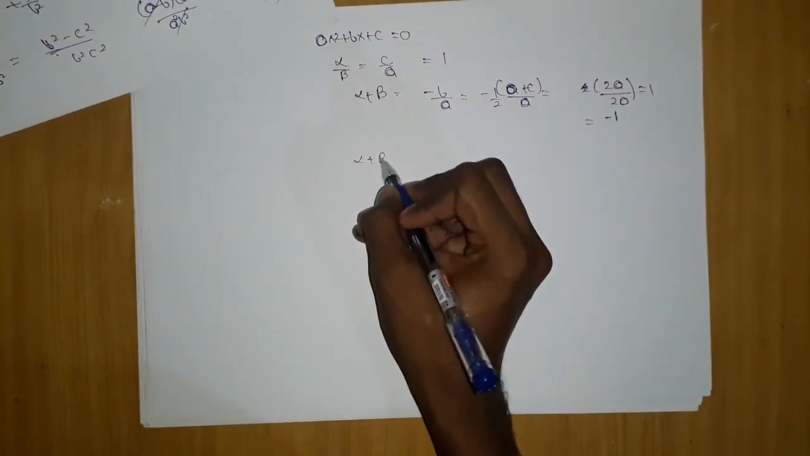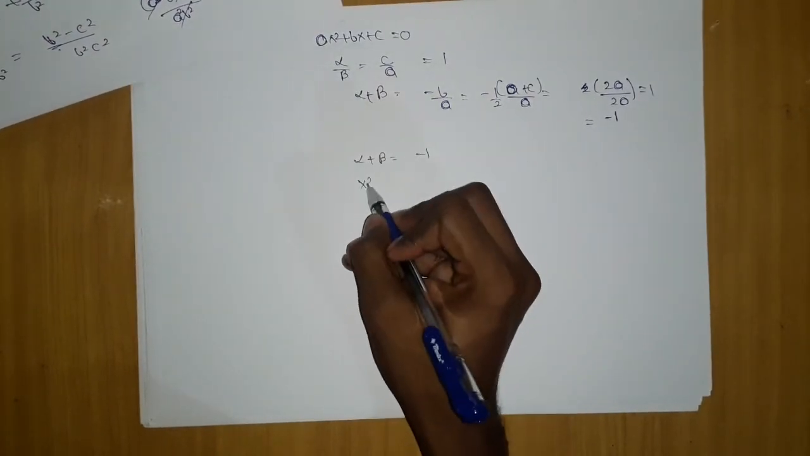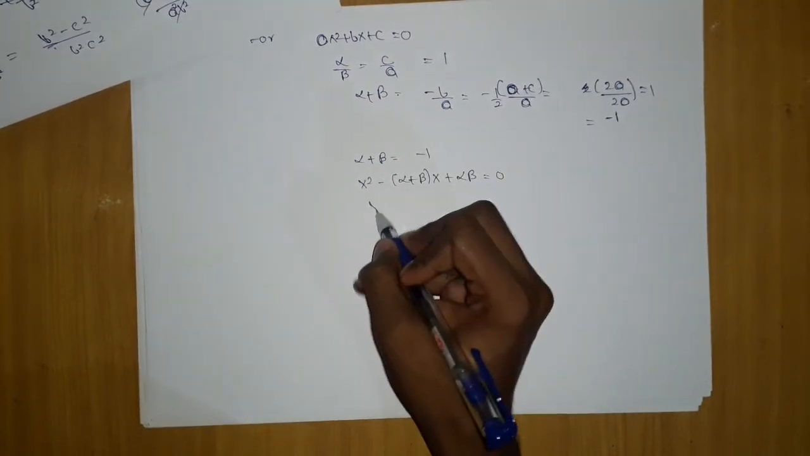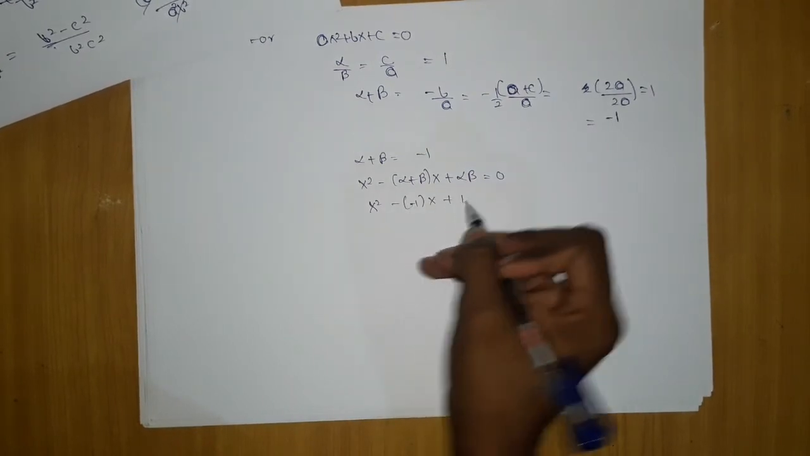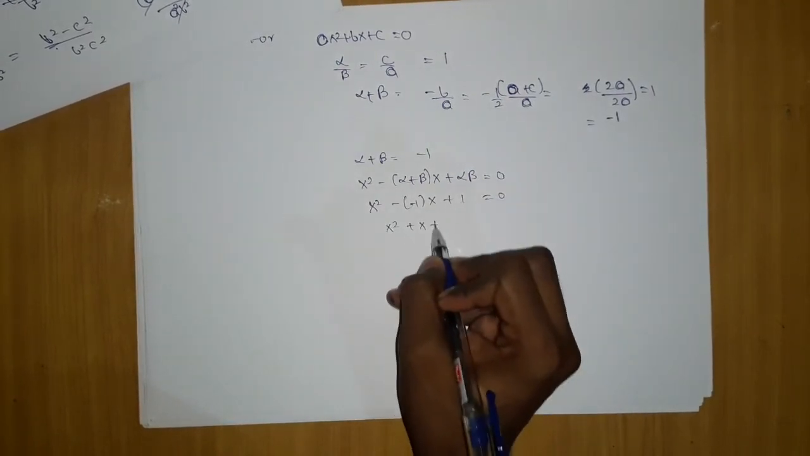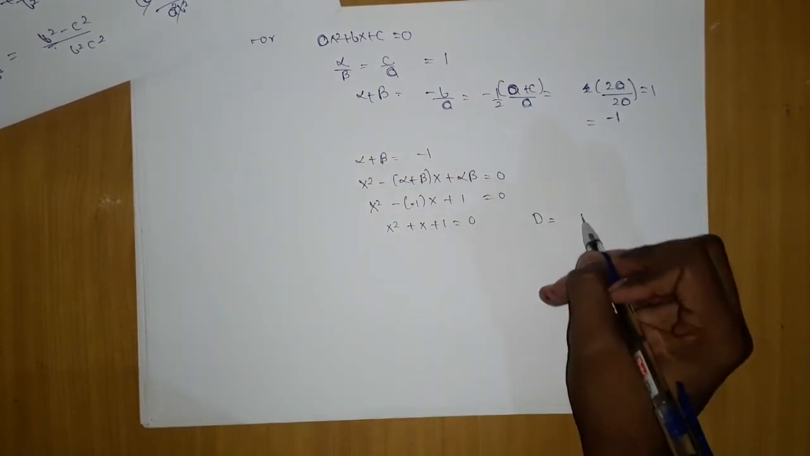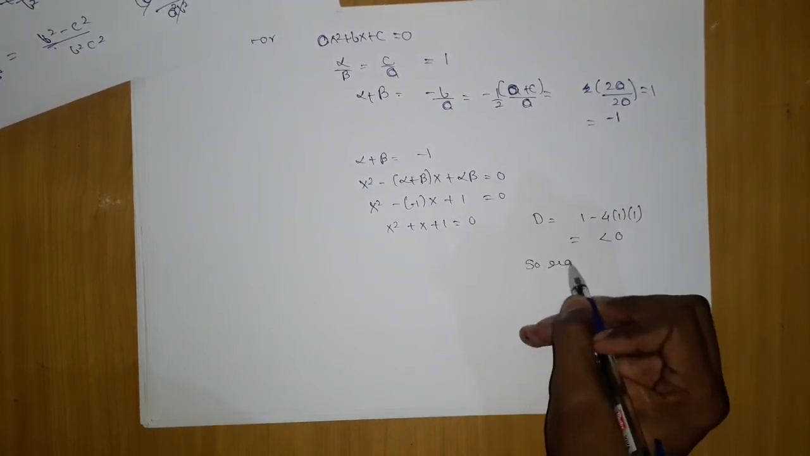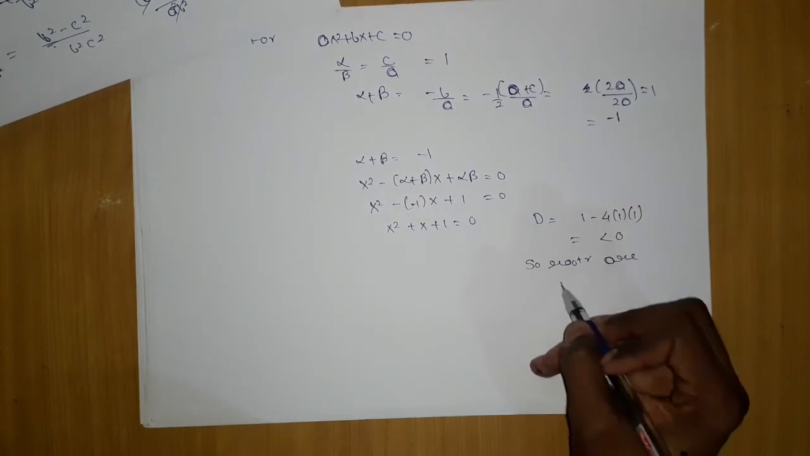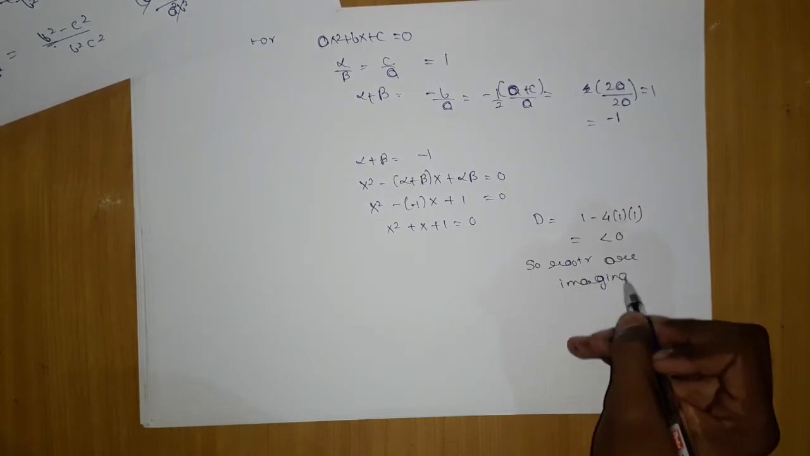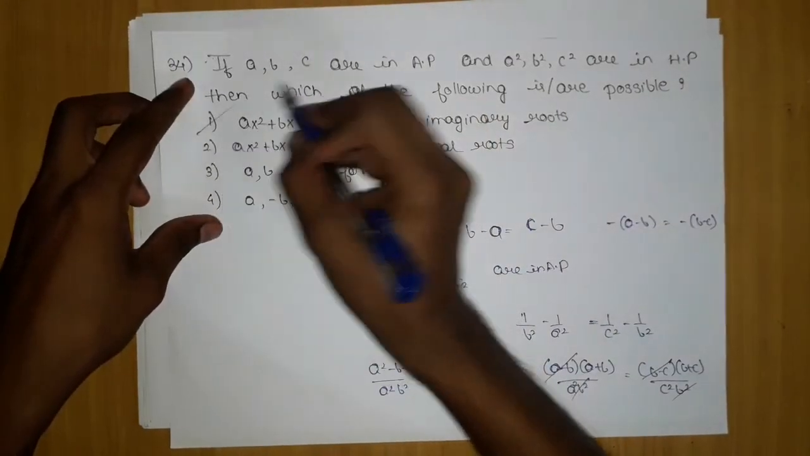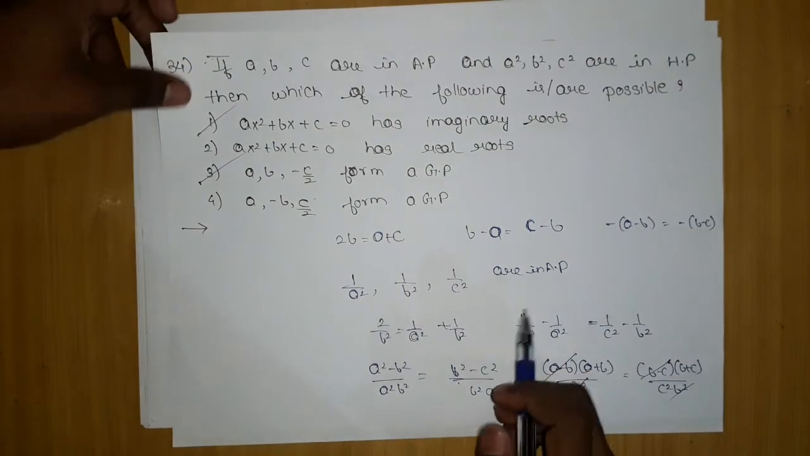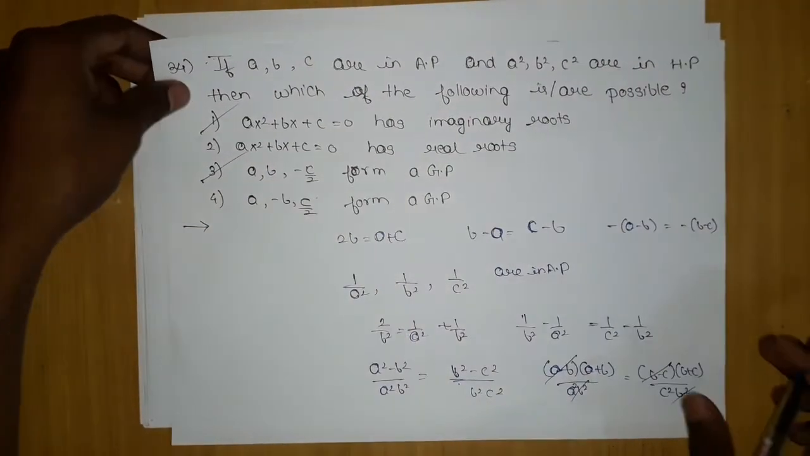So the sum of roots I have is minus 1. Now if I apply the equation x square minus (sum of the roots) times x plus product of the roots, I get x square minus (minus 1) into x plus 1 equal to 0. So x square plus x plus 1 should be equal to 0. If I check its D, it is 1 minus 4 into 1 into 1, which is negative, less than 0. So the roots are imaginary. Very obvious. Now we have proved that they are imaginary, and that they form a GP. So these two options get automatically rejected as they have real roots.